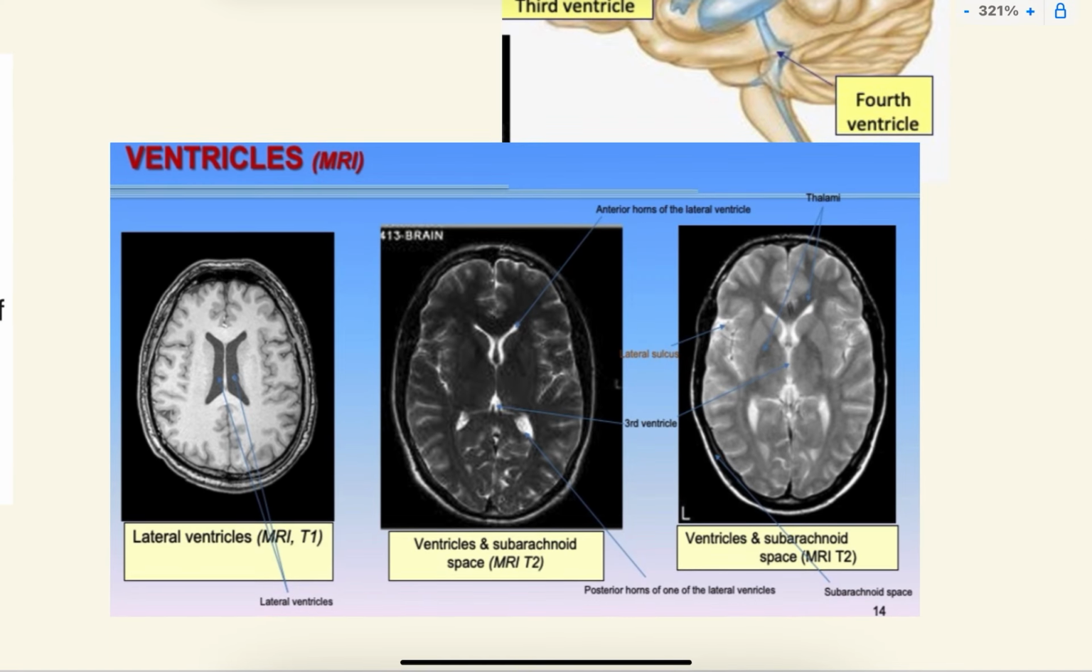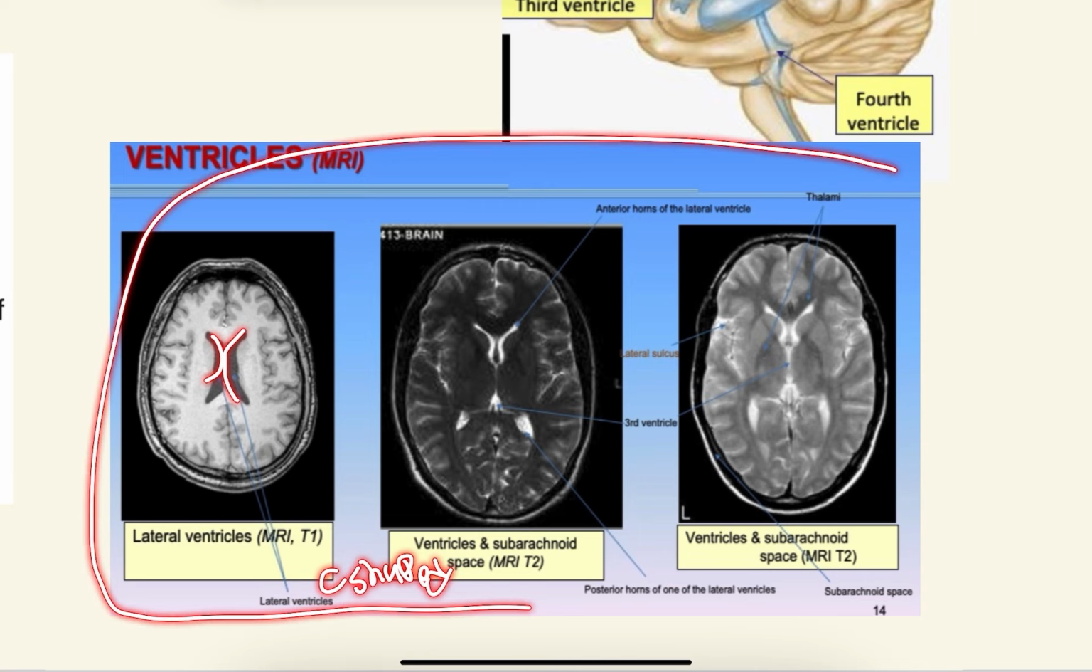Here it is showing for us the anterior horn of the lateral ventricle, the posterior horn of the lateral ventricle, and the third ventricle right here. This is a sulcus called the lateral sulcus. Here I can see both thalami, and here I can see the cerebral aqueduct of Sylvius. And here are the lateral ventricles. These are C-shaped, and we are going to talk about the lateral ventricle in an upcoming slide.